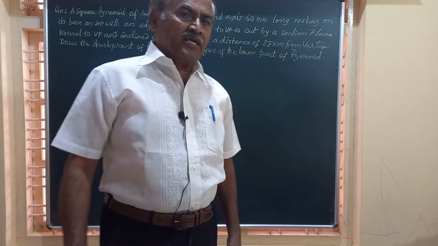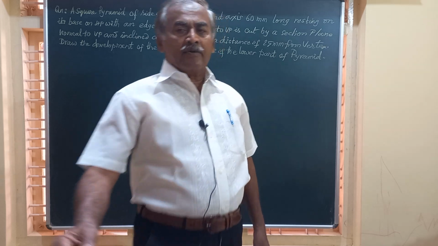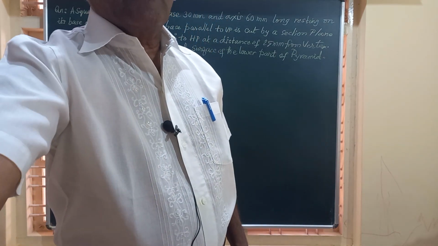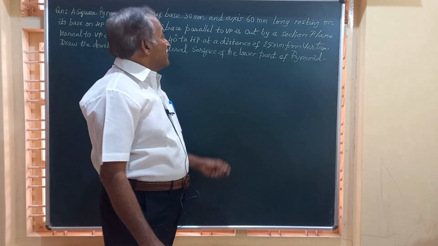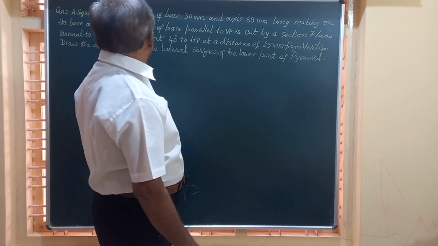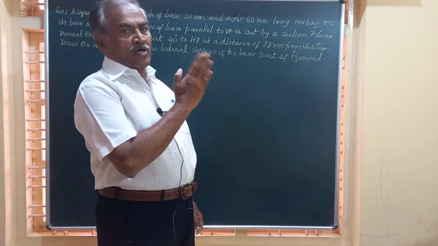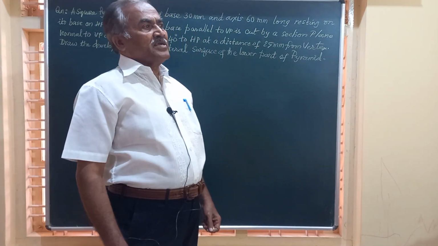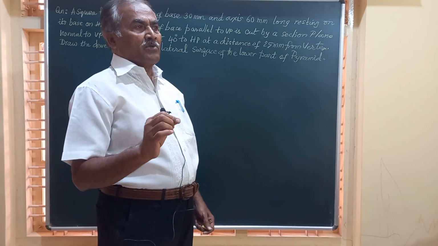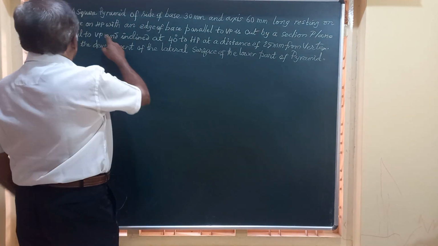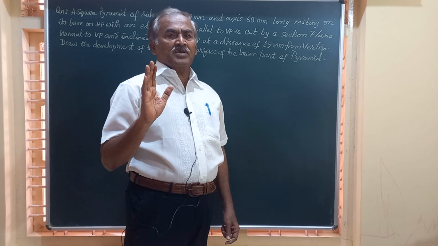I am Dr. M.H. Annaya, and in today's video we are going to learn about the development of the lateral surface of a square pyramid which is cut by a section plane which is normal to VP. And friends, first of all we should write down the initial position of the object. He says in the question that it is resting on HP with an edge of the base parallel to VP.